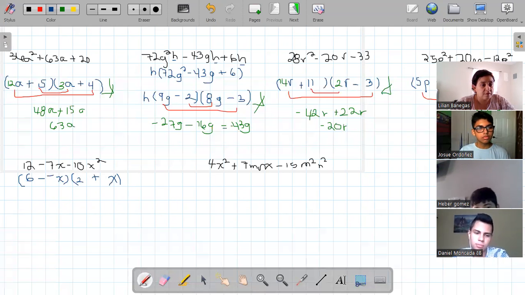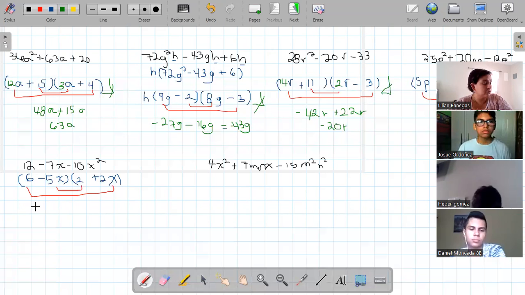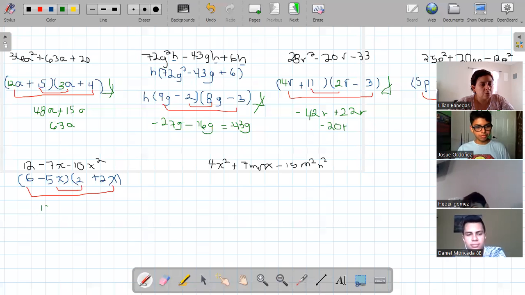5 times 2, okay. So we go ahead now and try the FOIL. First with the last, and the inner with the outer. And we got 6 times 2x, 12x. Negative 5 times 2, negative 10x. 12x minus 10x is positive 2x. Do I have a positive 2x in the middle?